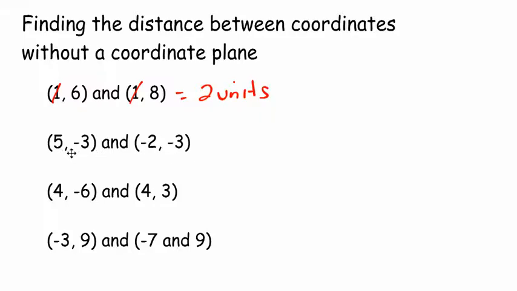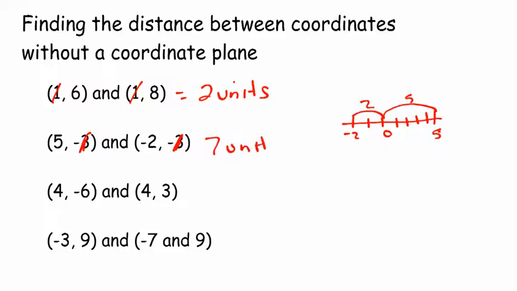All right, let's look at this one. Do you notice that my y values are the same, -3 and -3? So I'm not going to look at those. I'm only going to look at my x values. Now be careful here because you notice there's one positive and one negative. So you kind of have to picture it on a number line. If I were at -2, and then 1, 2, 3, 4, 5, and then this is +5, I want to know the distance between them. So from here to here would be 5, and from here to here would be 2. So altogether, they would be 7 units apart. You got to be careful when you have one positive and one negative number. You really have to think about it on a number line.